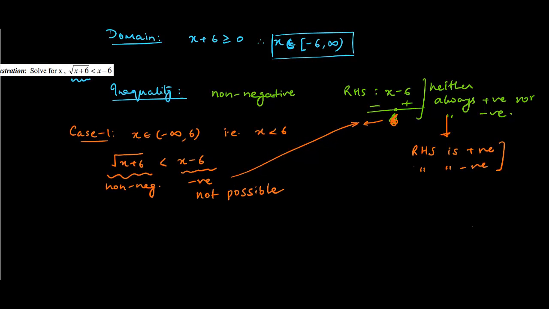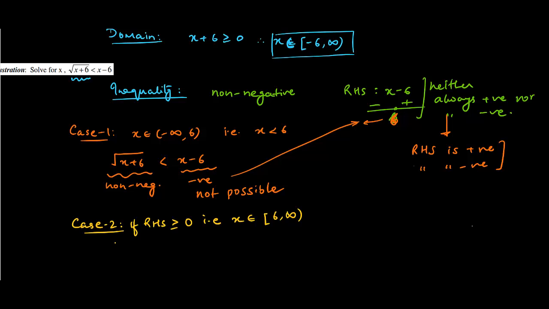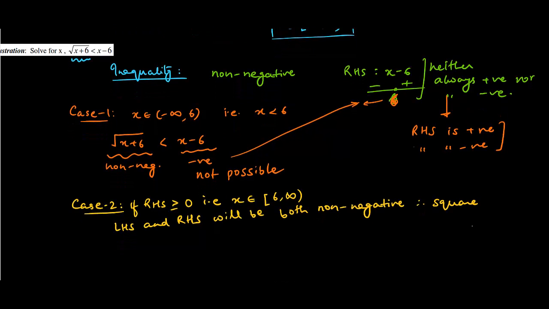Which is case 2. So what we do in case 2 is, we assume that the right hand side is now greater than or equal to 0, that is x belongs to 6 to infinity. Now if x belongs to 6 to infinity, then the left hand side and the right hand side will be both non-negative, and because of this, we can square both the sides. So if I square both the sides now, I get x plus 6 is smaller than x minus 6 whole squared, which gives you x square minus 13x plus 30 is greater than 0.